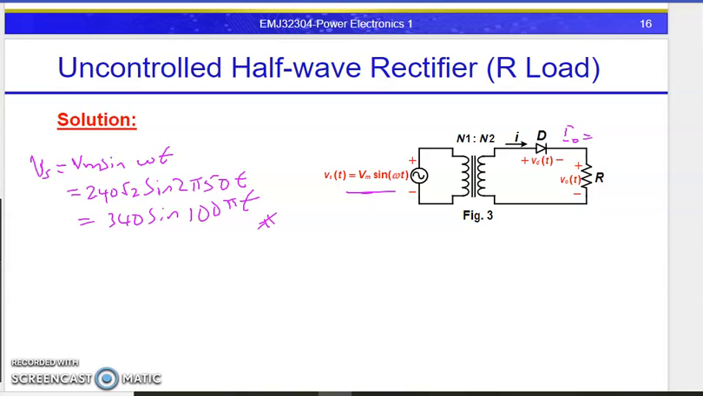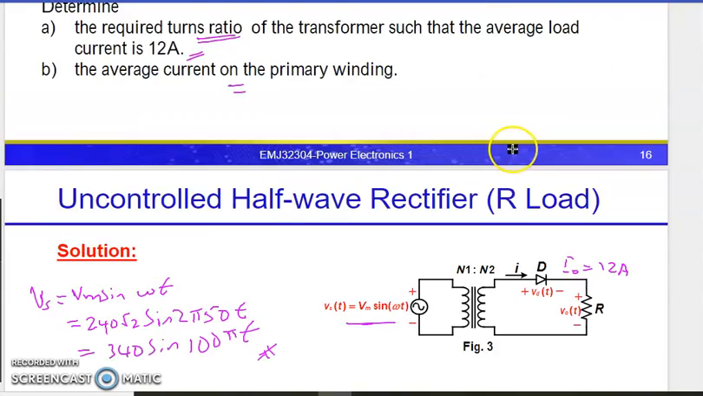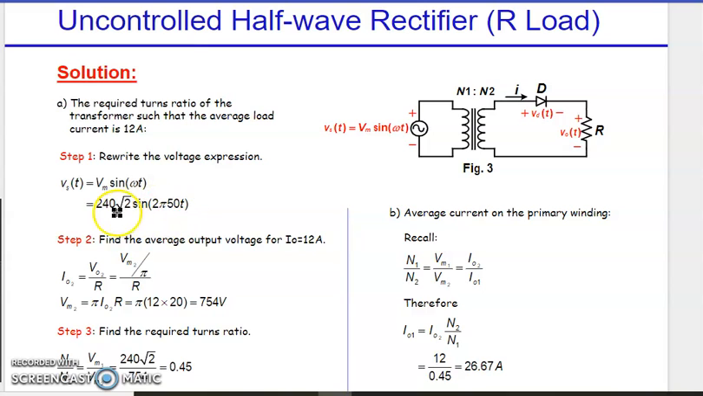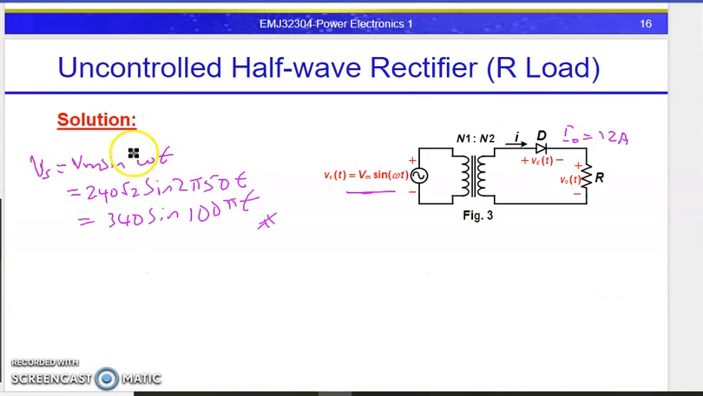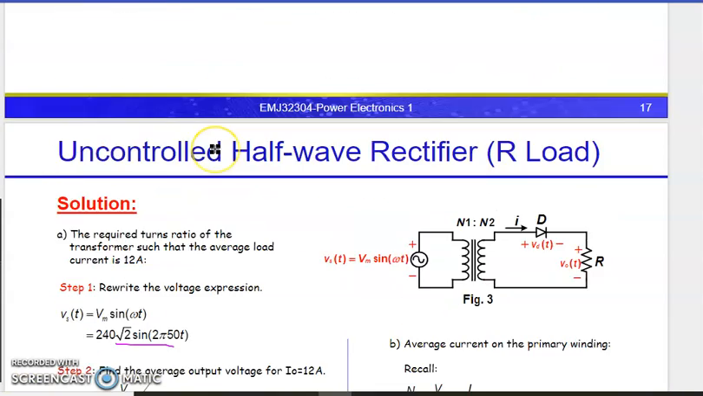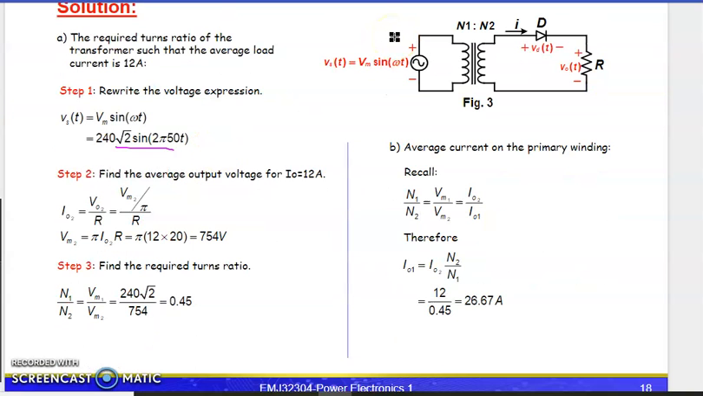So I0 you have to set at 12 ampere. How much is your turn ratio? Okay, you can see here when you rewrite, you can keep it like this, or you can solve it such that it becomes 240 like this. Then the I out you already determined, which is 12 ampere. So you find the I average equation per Ohm's law. I0 is equal to V0 over R.